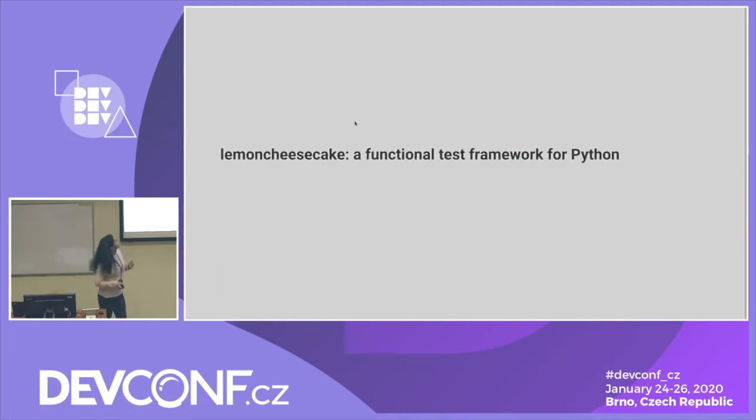Okay, so lemon cheesecake is a functional test framework for Python. It makes reporting a first-class citizen, and it also provides you with all the modern test features such as fixtures and matchers. It allows you to filter your tests using tags, add metadata to your tests, generate reports in different forms, have nested suites as well. So these are a couple of features that lemon cheesecake provides.